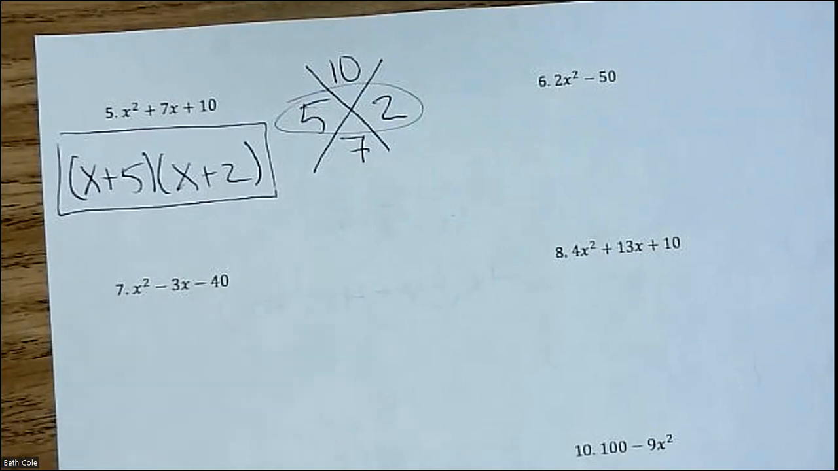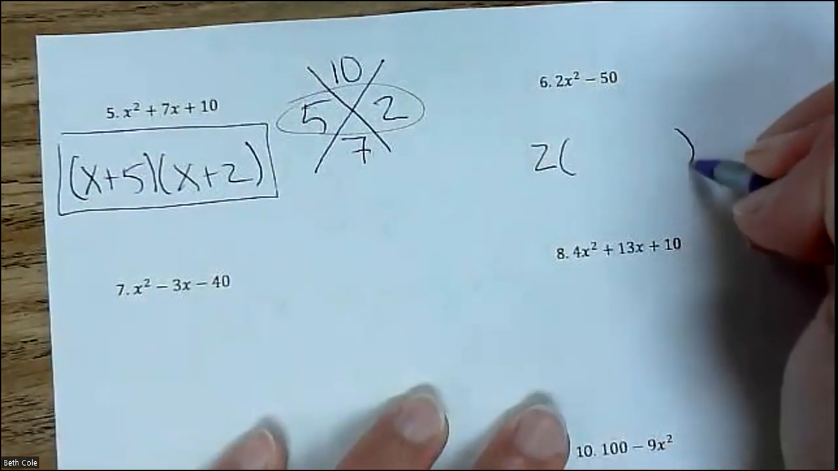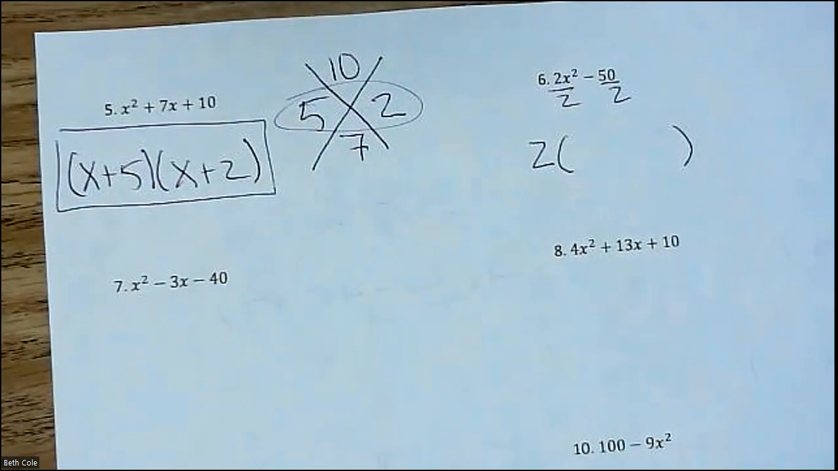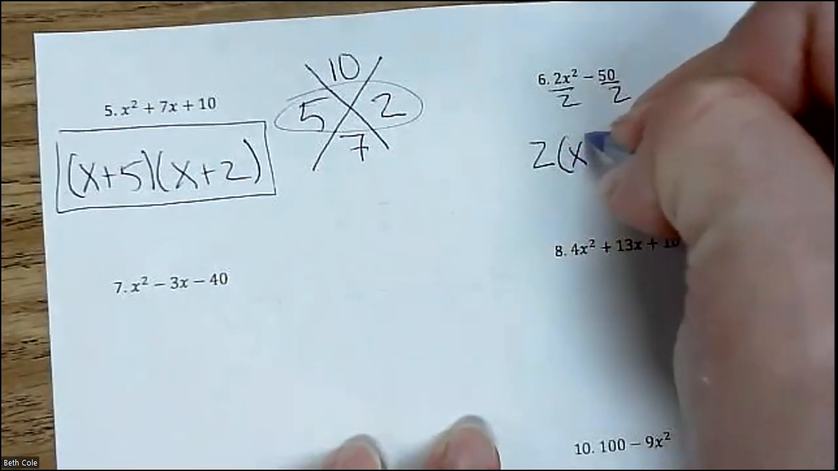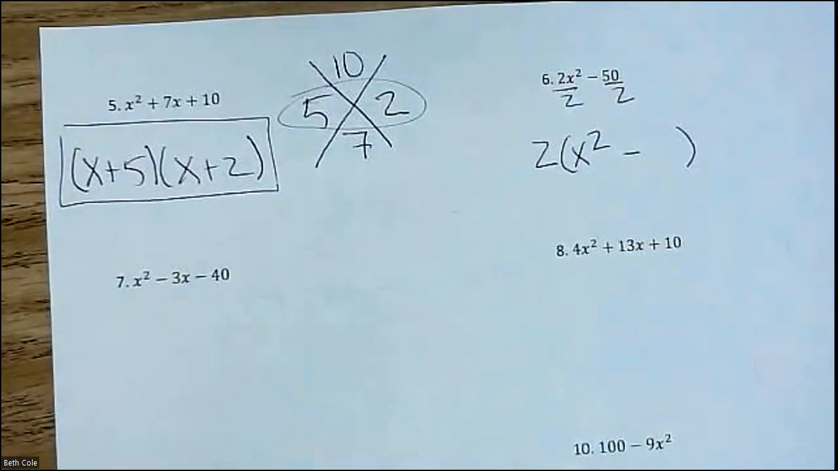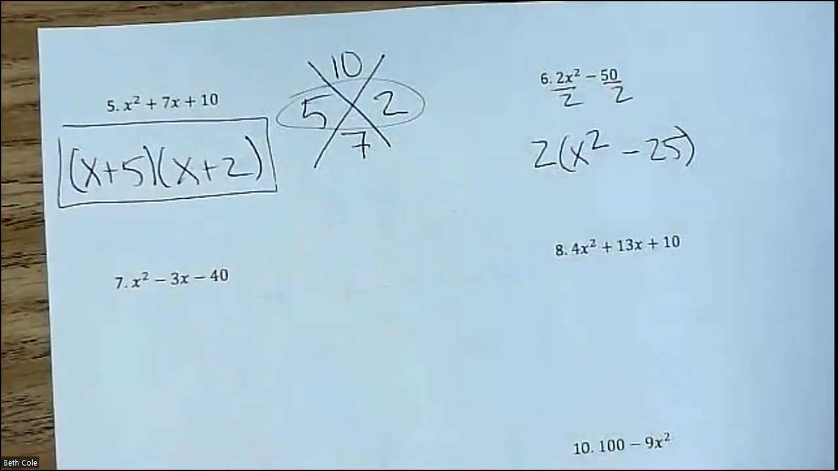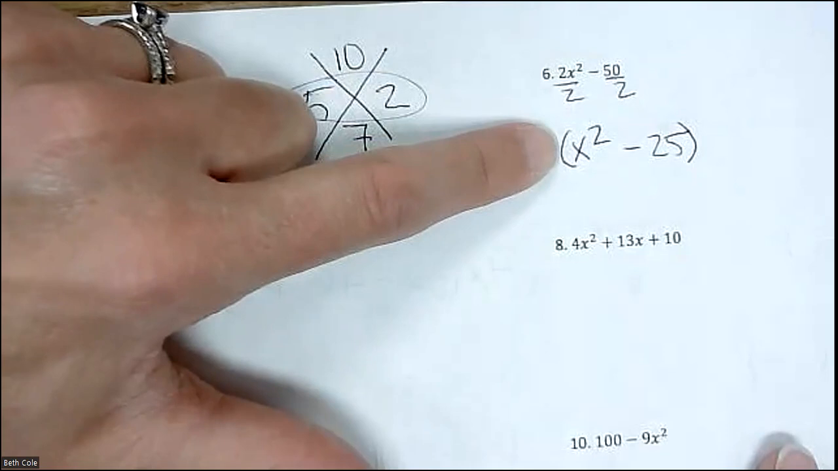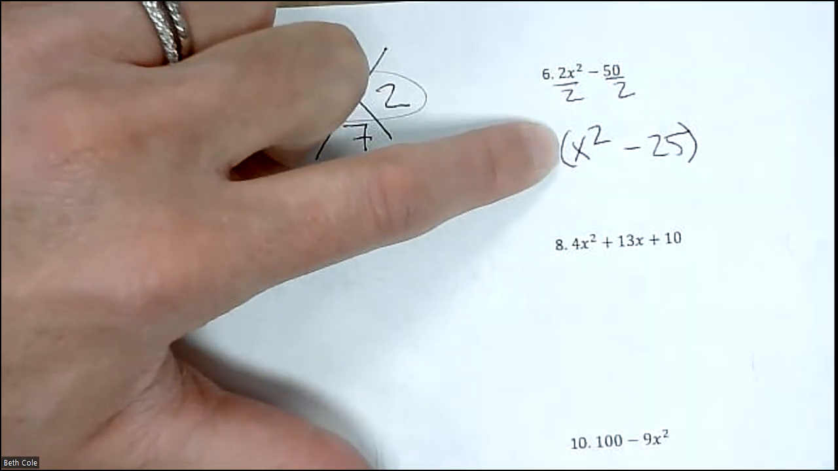All right, look at number 6. What do you notice about 2 and 50? 2 goes into both of them. So put a 2, start a parenthesis. You're going to divide them both by 2. So when you divide those both by 2, you're going to be left with X squared minus 25. And what you need to notice is 25 is a perfect square. So this worked well when I was teaching it. I'm going to cover up the 2.